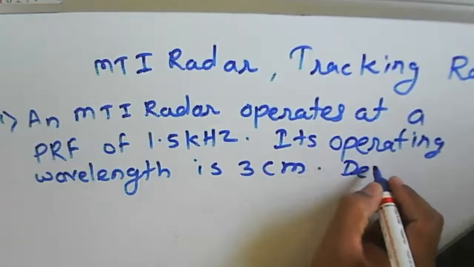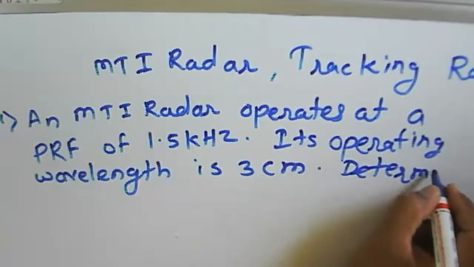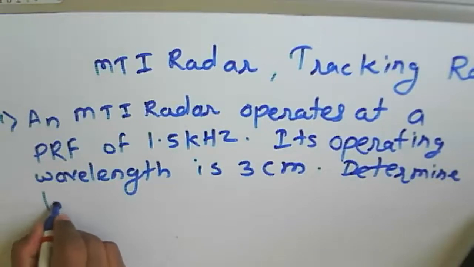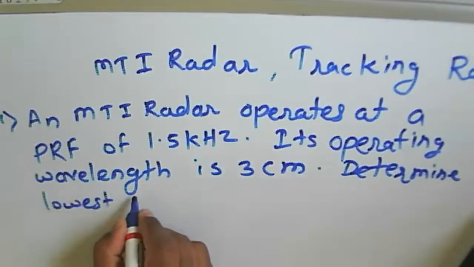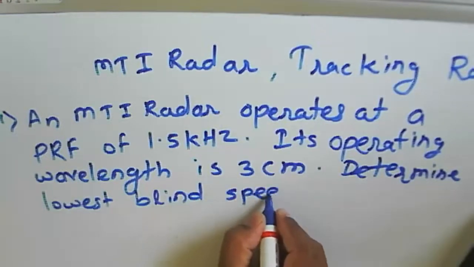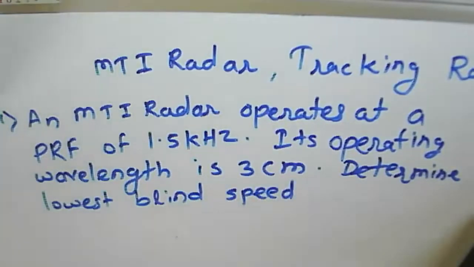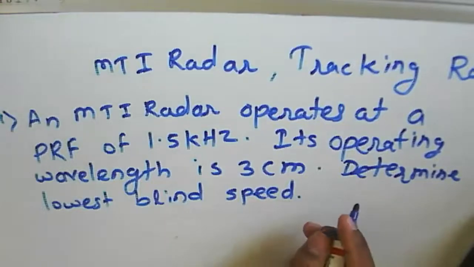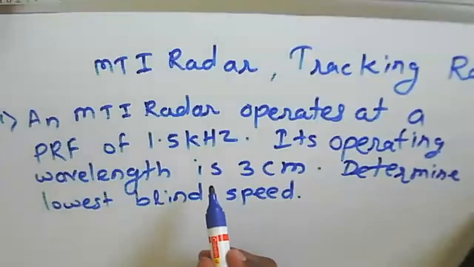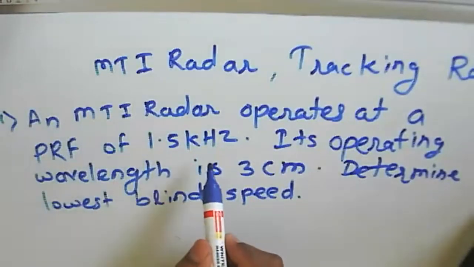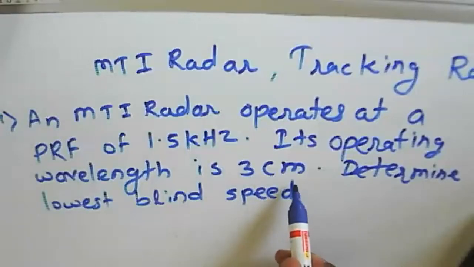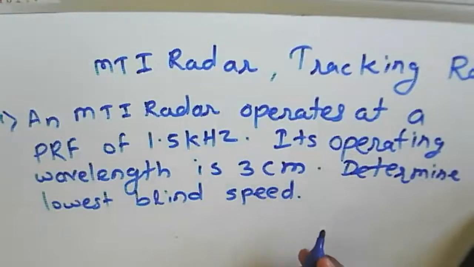Determine the lowest blind speed. So now we need to find out what the lowest blind speed is for the given values of a PRF of 1.5 kilohertz, and the wavelength given is 3 centimeter.